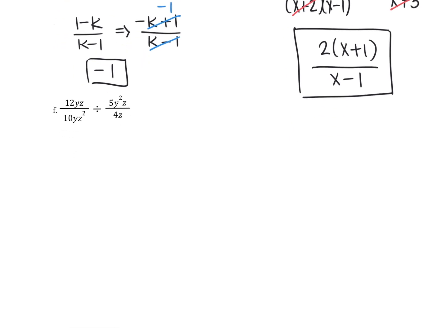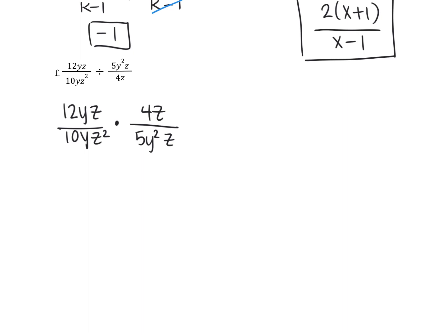And then for our last example, we'll do a division example with monomials. So we have 12yz over 10yz squared. We'll change it to multiplication, and then it becomes 4z over 5y squared z. Just like the first example I did, I'm going to multiply first. So 12 times 4 is 48, and then yz times z is yz squared. In the denominator, 10 times 5 is 50. yz squared times y squared z is y cubed z cubed.